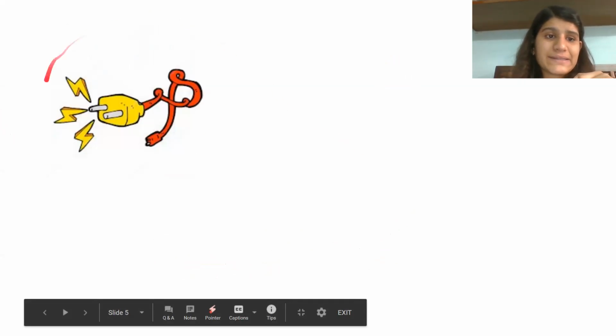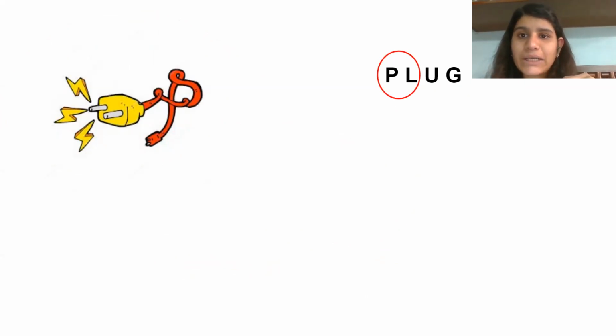So this is a plug, right? A plug is written like this. So how do you say the word plug? And where is the sound pl? Kaise bolte hai is word ko? It is pl, ug. So the sound pl is in the beginning. Pl, ug, plug.